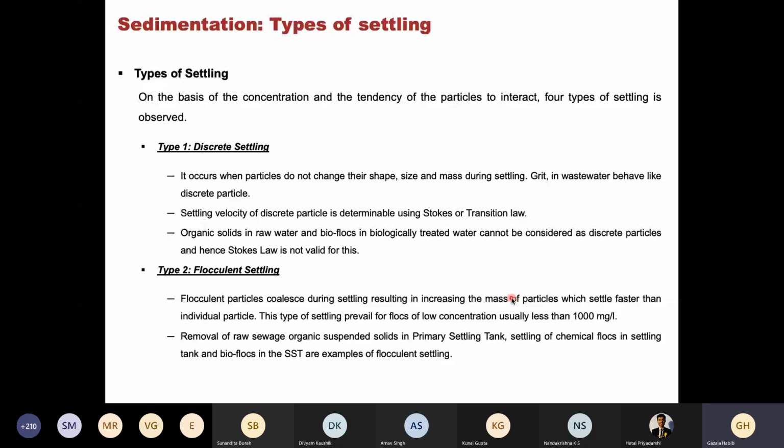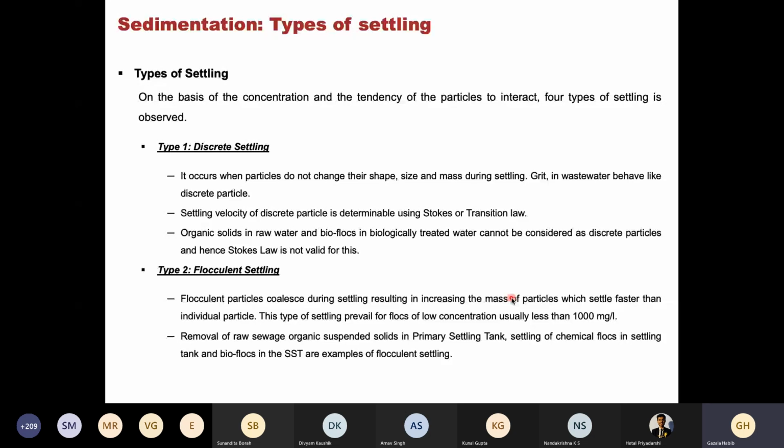Therefore, it's a kind of settling of individual particle or discrete particle. Discrete particle, as I said, is an inert particle. It's heavier than the liquid, and they settle down individually. They do not coagulate with other particles. So that is discrete settling.